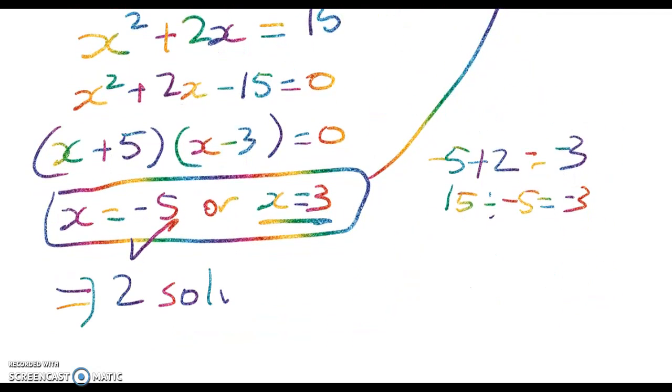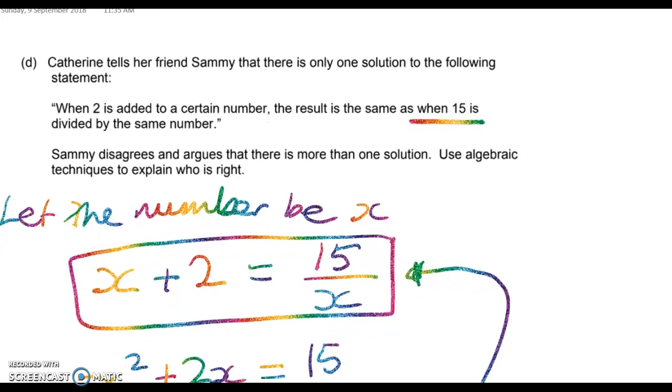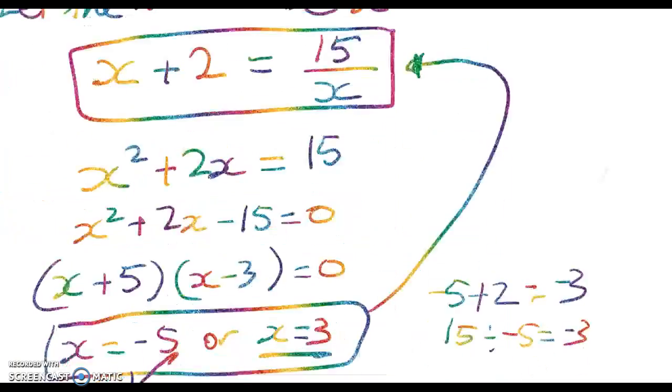And I can't remember if that was Catherine or Sammy. So let's go back and have a look at the question. So two solutions. Right, so Catherine said there was one solution and Sammy said there was more than one solution. So Sammy is right.